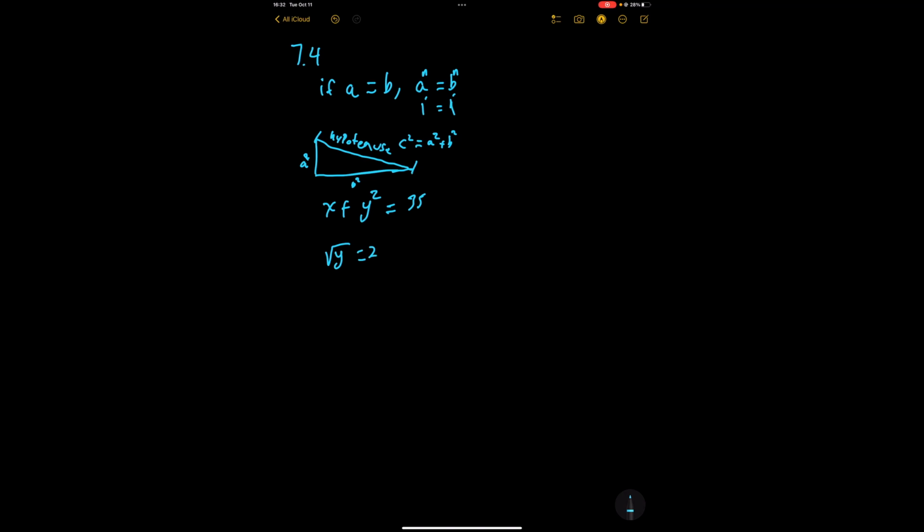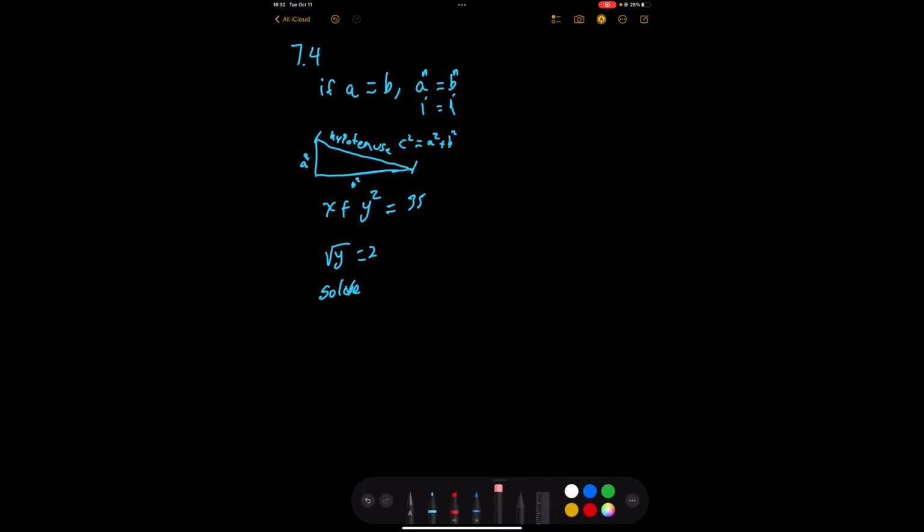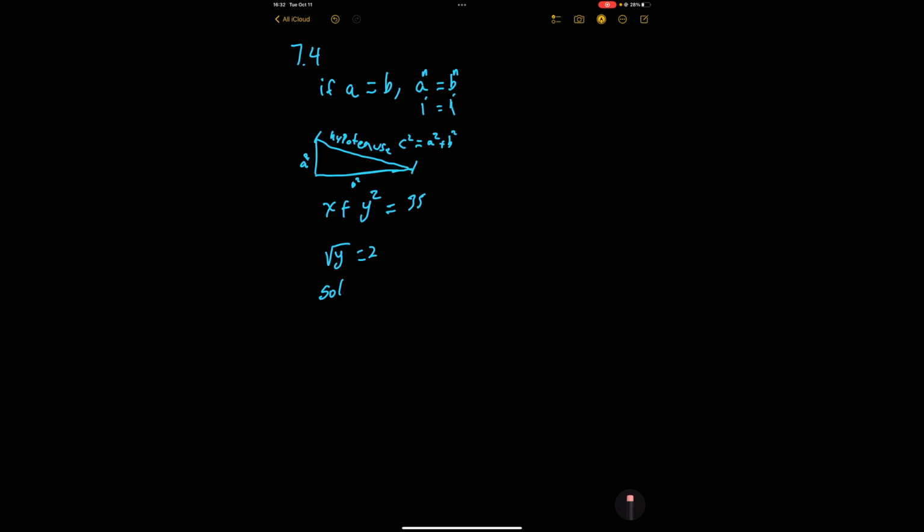So how do we solve? Let me actually write that better. So how do we solve this? Okay, let's go right here. So we're gonna have the square root of y equals 2.